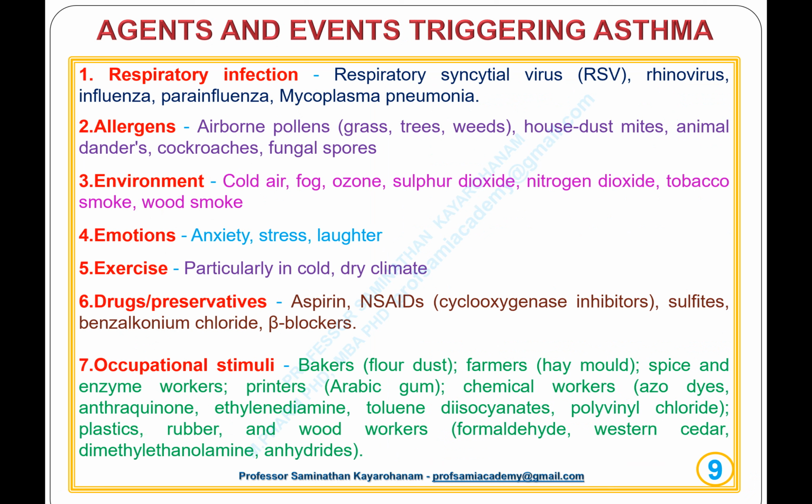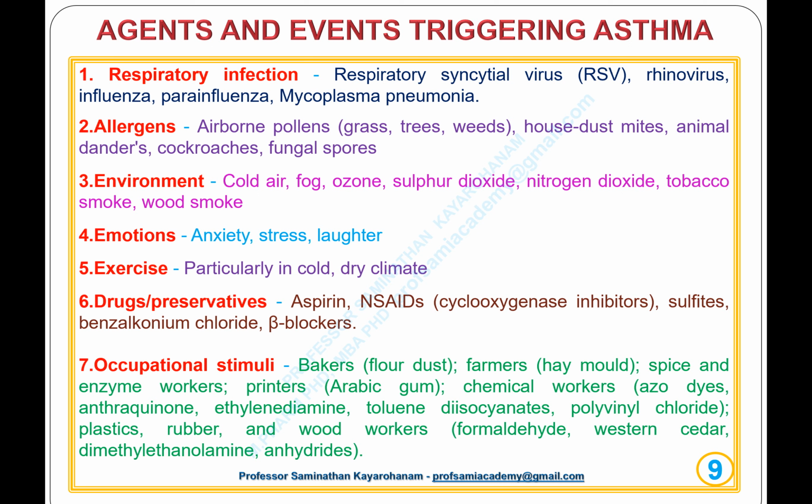Next slide, agents and events triggering asthma. 1. Respiratory infection: respiratory syncytial virus (RSV), rhinovirus, influenza, parainfluenza, mycoplasma pneumonia. 2. Allergens: airborne pollens, grass, trees, weeds, house dust mite, animal dander, cockroaches, fungal spores. 3. Environment: cold air, fog, ozone, sulfur dioxide, nitrogen dioxide, tobacco smoke, wood smoke. 4. Emotions: anxiety, stress, laughter. 5. Exercise, particularly in a cold, dry climate.